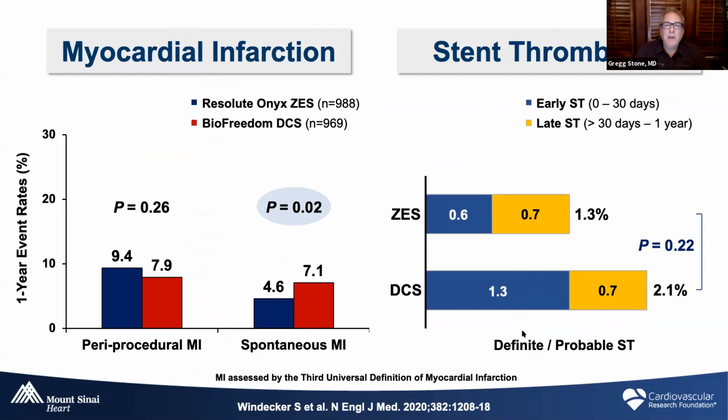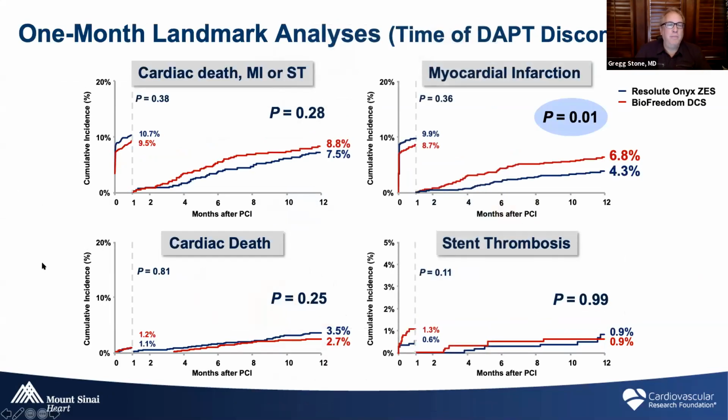days. So if you do a 1 month landmark analysis, and again, this was the time period where DAPT was discontinued, you could see that there were no statistically significant differences within 1 month in either cardiac death, MI, or stent thrombosis, or its three components. But after 1 month, there was less myocardial infarction with a p-value of 0.01 with Resolute Onyx. With stent thrombosis, there was no difference in stent thrombosis after 1 month. There tended to be a 50% reduction in stent thrombosis within 30 days with the thinner strut Resolute device while they were both on DAPT, but this was not statistically significant.